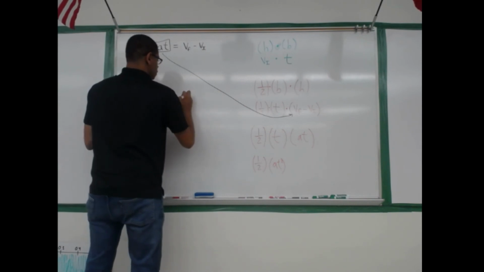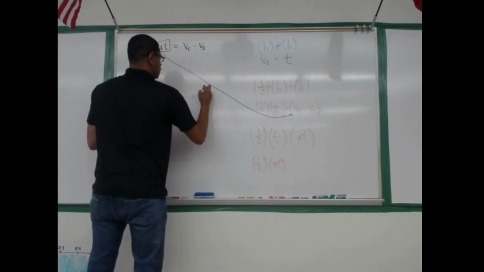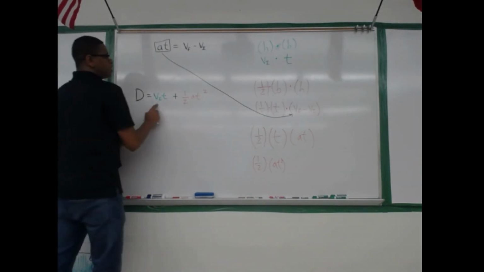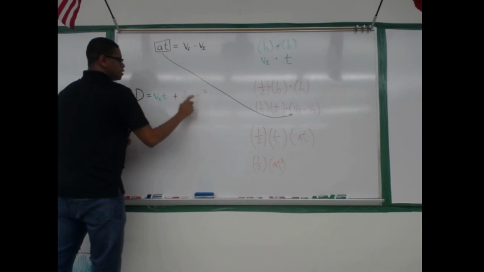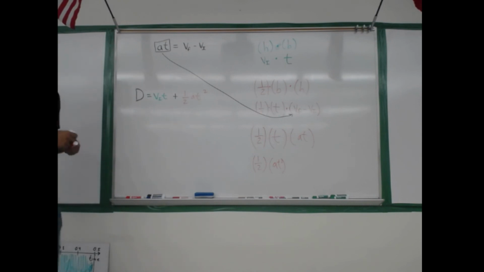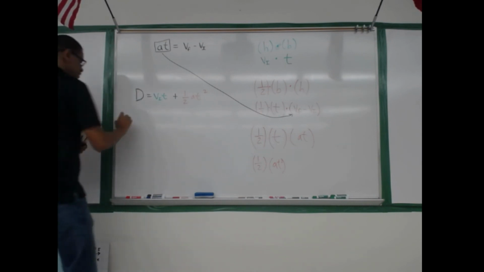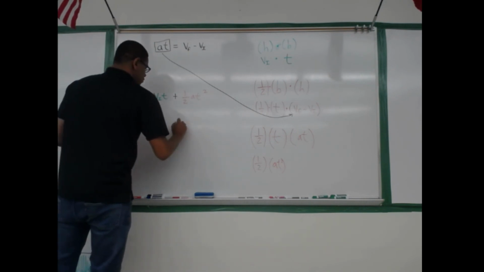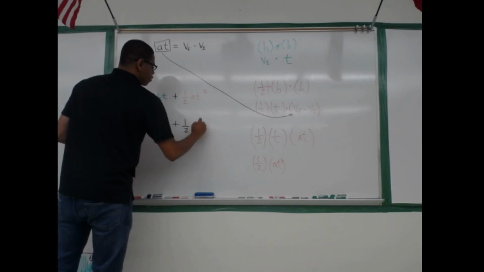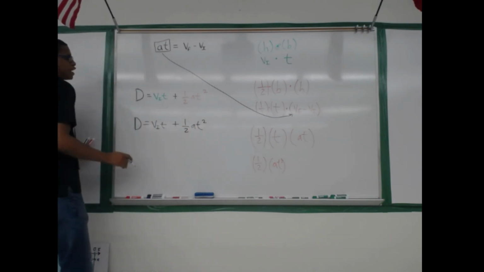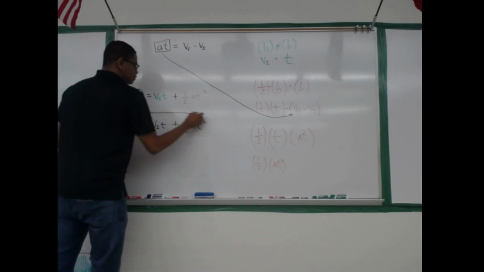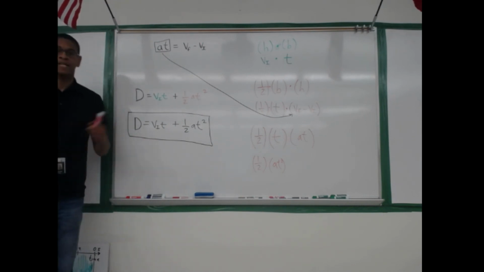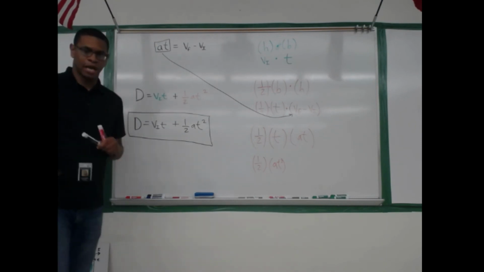So the overall displacement of an object is equal to the area of our rectangle plus the area of our triangle, and there you go. That's our equation for displacement. So that's how you arrive at this equation. You just take the general form for the area of a rectangle as it relates to a velocity time graph plus the area of a triangle, and that is where the equation comes from, step by step by step. There you have it.